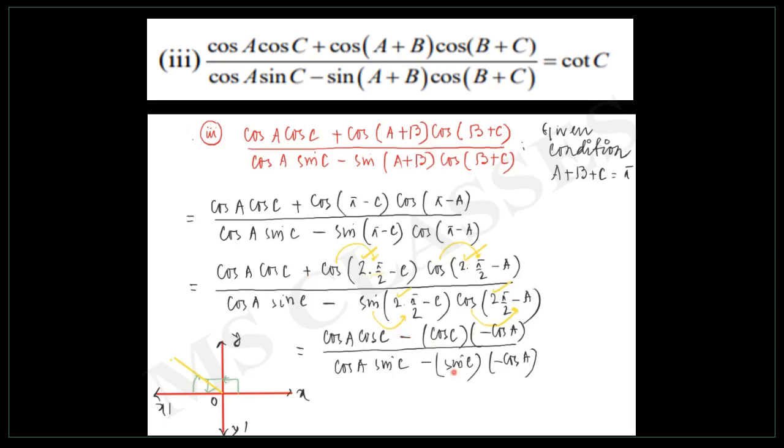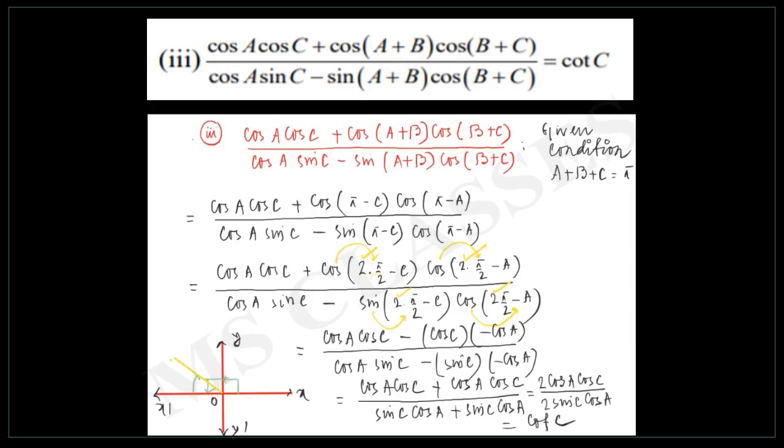And here what we have, see here, it is cos A cos C plus cos A cos C whole divided by sin C cos A plus sin C cos A. Now this gives us what? Twice cos A cos C whole divided by twice sin C cos A. And from this what we get is cos C, which is the RHS.